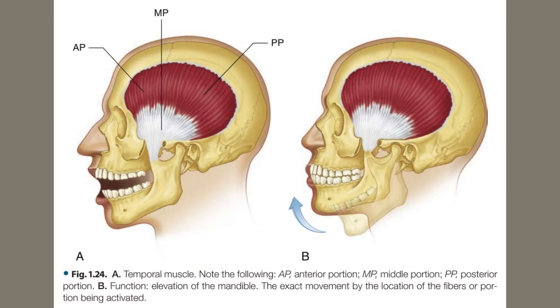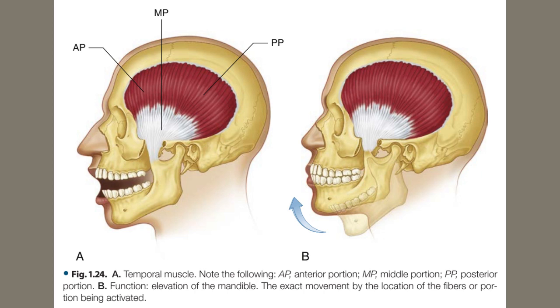The temporalis is a large, fan-shaped muscle that originates from the temporal fossa and the lateral surface of the skull. Its fibers come together as they extend downward between the zygomatic arch and the lateral surface of the skull to form a tendon that inserts on the coronoid process and anterior border of the ascending ramus. It can be divided into three distinct areas according to fiber direction and ultimate function.